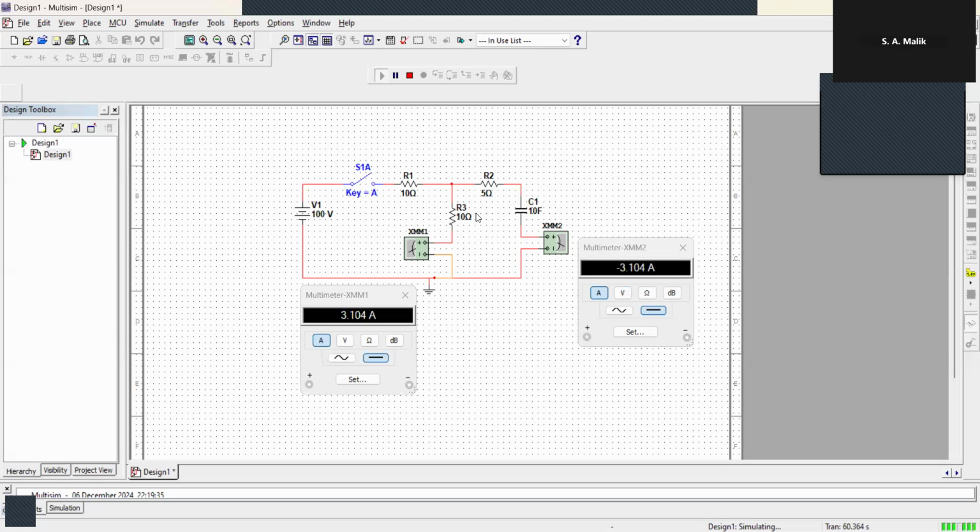Time constant for this circuit will be resistance times capacitance. Total resistance is 5 plus 10, that is 15, and then that means 150 seconds. So the time constant for this circuit is now 150 seconds. That means 5 into 150 will be 750. So after 750 seconds, capacitor current will fully drop to zero, right?